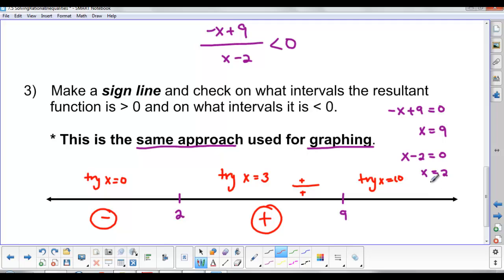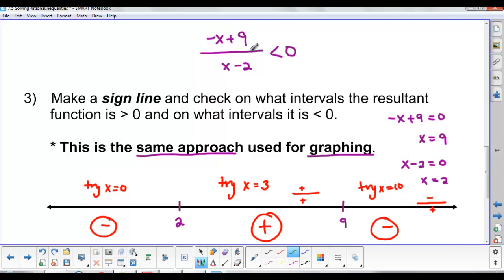Up top we'd have negative 10 plus 9, which would be negative, all over 10 minus 2, which is positive, so altogether we'd end up with a negative value. Because our inequality states when is this function less than 0, we're looking for when our sign line says the interval is negative. We can clearly see that when x is less than 2, we have a negative value, and we also see that when x is greater than 9, we also have a negative value.